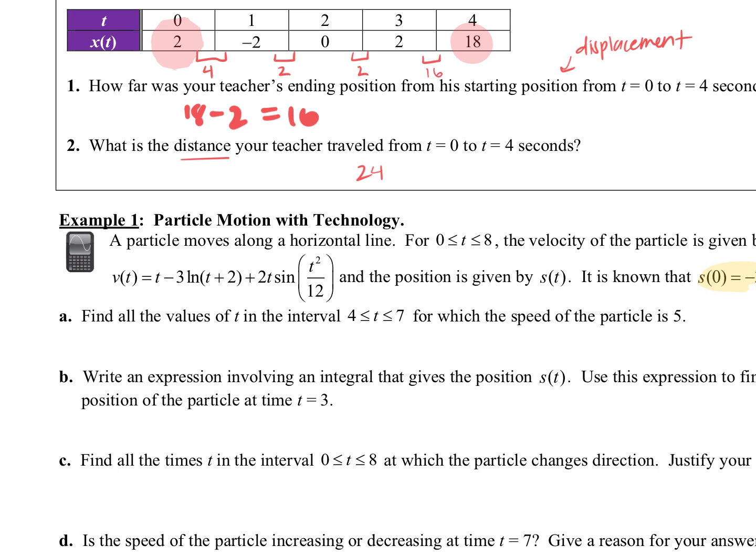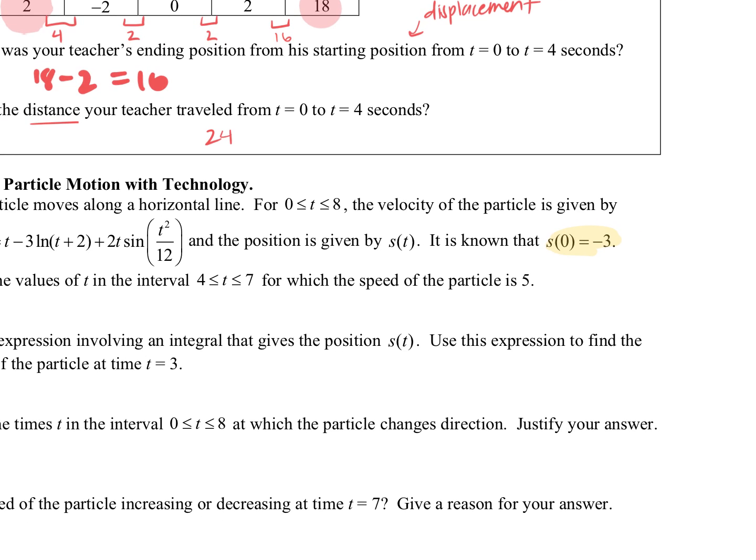The first question asks us to find all of the values in the interval for which the speed of the particle is 5. If we're looking at speed, that means I'm looking at the absolute value of my velocity function. So when does the absolute value of the velocity function equal 5? That's what we're trying to find out. If I set that equal to 5 and try to solve it by hand, it's not going to go too well, right? So we're going to have to plug into our calculator.